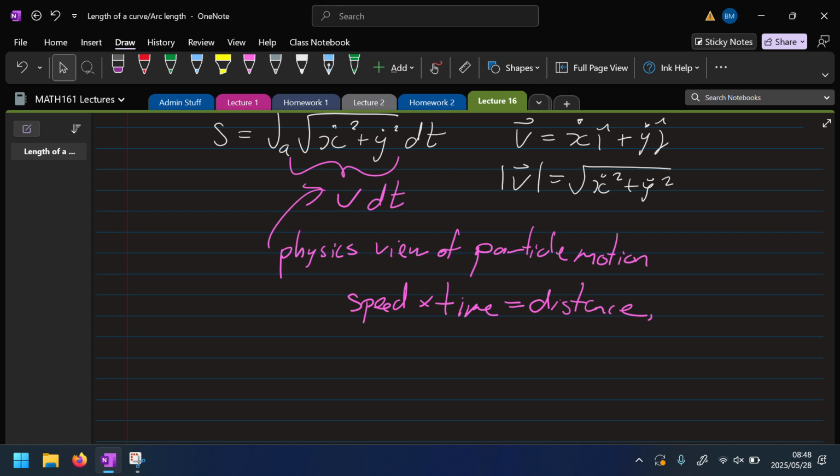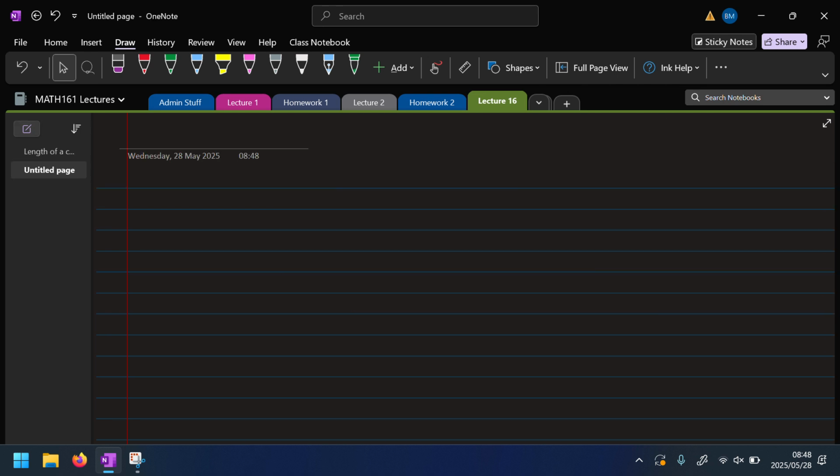All of the questions we're going to be looking at is just find the length of the curve. So you don't need to understand this physics view, but you will see that later on. I think next year when you do more mechanics, it will be more like this. Okay, examples. Let's have a look.